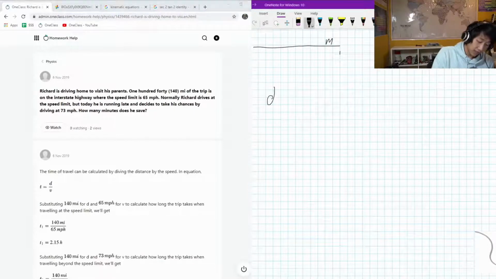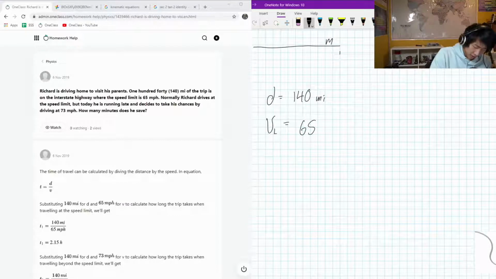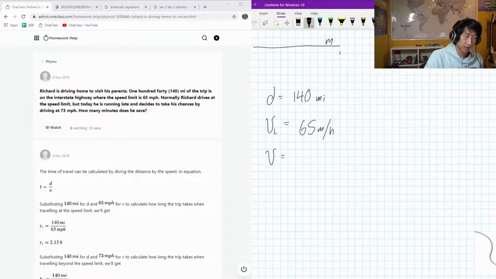So the first thing that we need to do is identify our information of interest. Okay, so our distance is 140 miles. And our speed limit, let's call that VL for limit, is going to be 65 miles per hour. To me, it makes more sense to write it as a fraction. I know that that's not always common, but it'll make more sense. You'll see why. And then the VF for V fast, this is going to be 73 miles per hour.